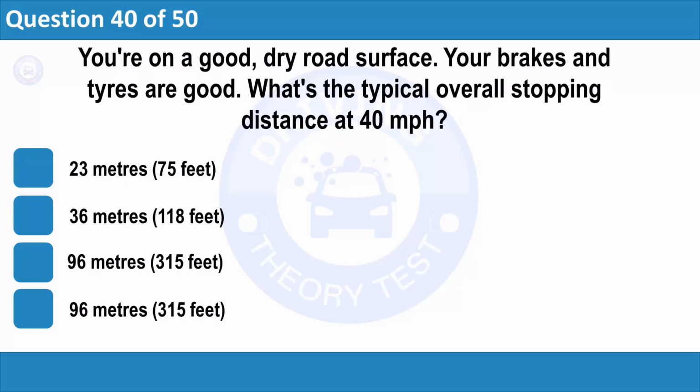You're on a good dry road surface. Your brakes and tyres are good. What's the typical overall stopping distance at 40 miles per hour? 23 metres, 75 feet. 36 metres, 118 feet. 53 metres, 175 feet. 96 metres, 315 feet.